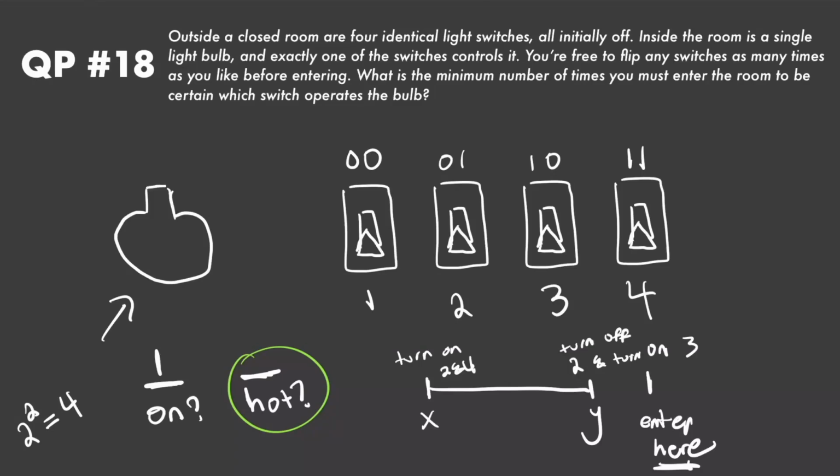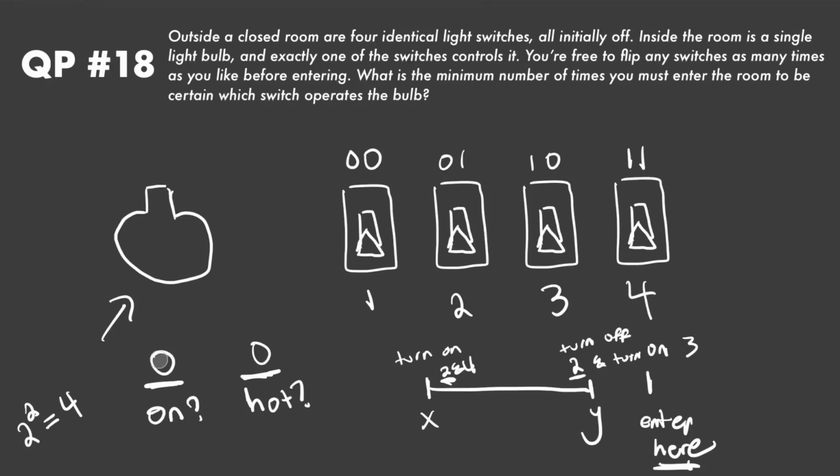So for example, say that I entered and I saw that the light switch was off and I felt that it was hot. Well, 0,1 corresponds to switch number 2, so we know it's going to be switch number 2, and that makes sense because we turned on switch 2 a long time ago and then we waited and we turned it off. So that means it's going to be off and hot. If it was off and not hot, well then we know it was bulb number 1 because we never turned it on ever.